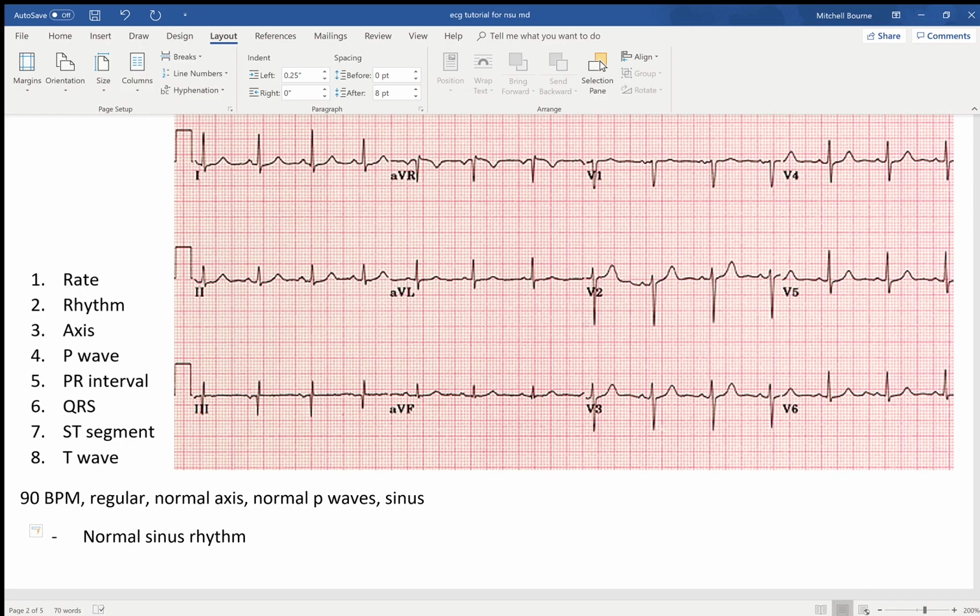Okay, so next, PR interval. This is what we're looking for, like AV blocks. First degree AV block would be a lengthened PR interval. It can get really short in conditions like Wolff-Parkinson-White.